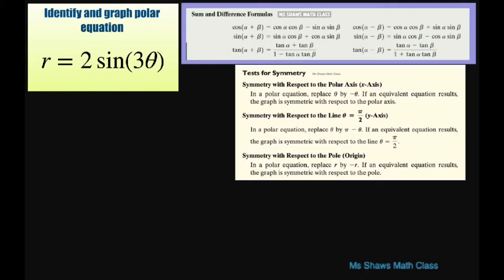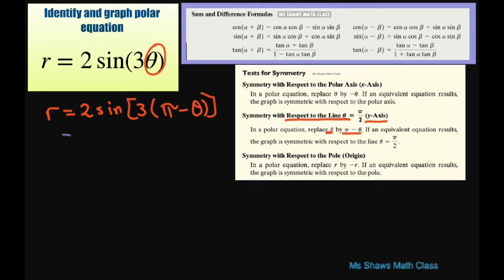All right, let's try the line theta equals pi divided by 2. So basically for this one, we're going to be replacing our theta with pi minus theta. So we're going to have r equals 2 sine of 3 times pi minus theta. So just using this for substitution. This equals 2 sine of 3 pi minus 3 theta. I'm going to use my difference formula for sine and expand this and then evaluate.